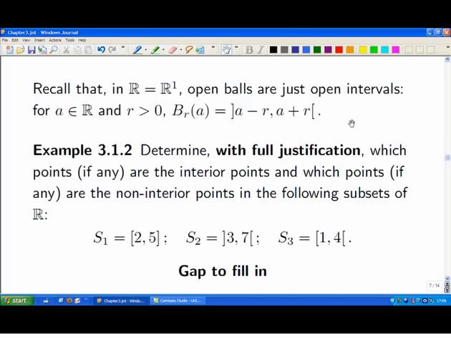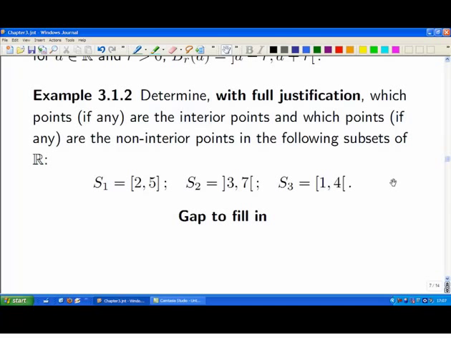So suppose you're working in the real line. Well, in the real line, we know that open balls are just the same as open intervals. Centered on the point, they extend a distance to either side equal to little r, the radius of the ball. So you get this open interval from a minus r to a plus r. And bearing that in mind, our task in this example is to figure out which points, if any, are the interior points and which points, if any, are the non-interior points, which you can do using the notation int and nint. Now, it says with full justification, that means that in this question, working out what the answer is not good enough. However, knowing what the answer is very helpful when you're trying to do it rigorously afterwards.